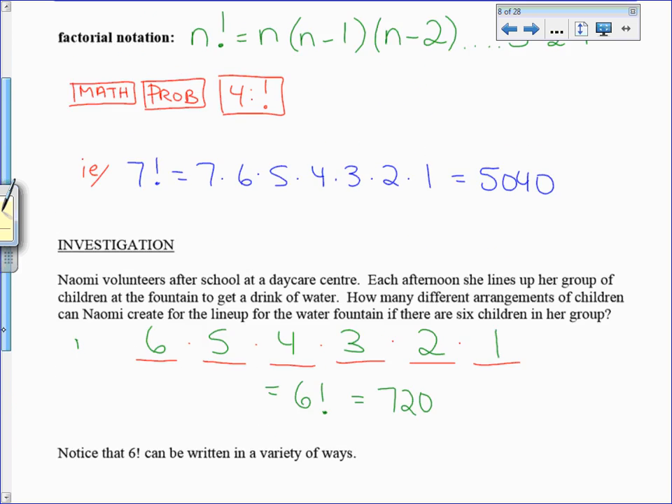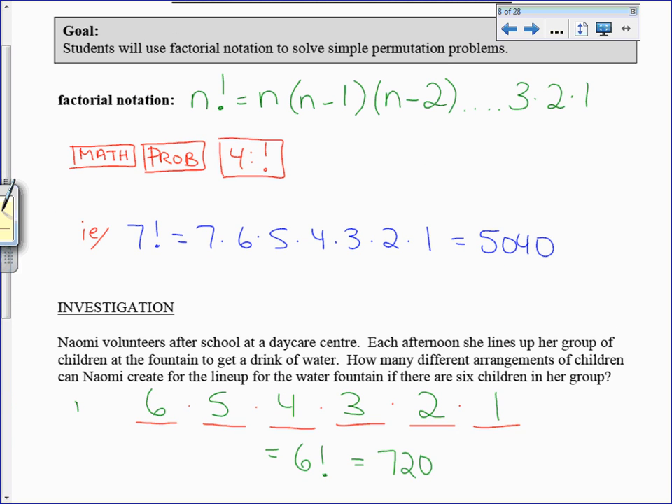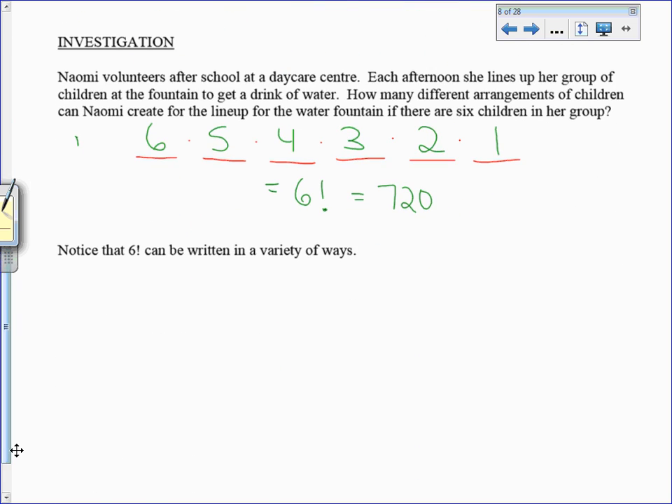But because of this definition here, we can manipulate things and write 6 factorial a whole bunch of different ways. We wrote it this way with 6 times 5 times 4 times 3 times 2 times 1, which is 6 factorial. Or we can write it as 6 times 5 factorial, because 5 factorial is just 5 times 4 times 3 times 2 times 1.